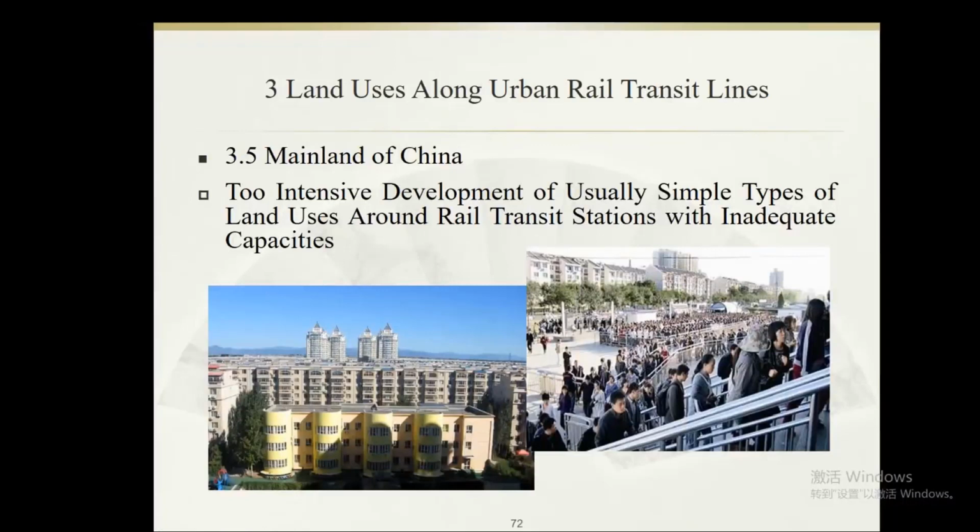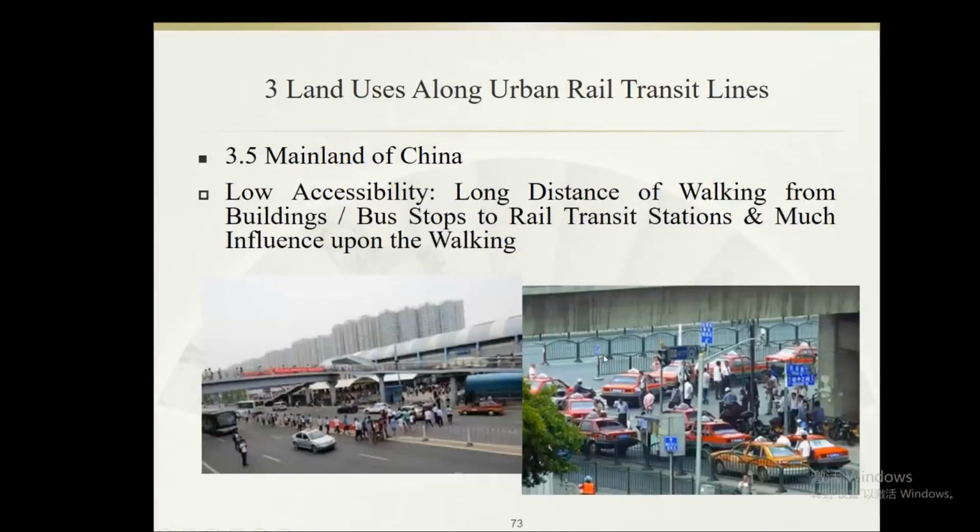Okay, land use decides transport attributes. Too intensive, simple types of land use will decide, and the inadequate transport capacity will make people wait every day. Okay? Low accessibility.